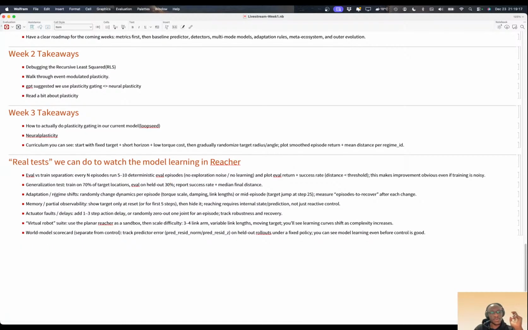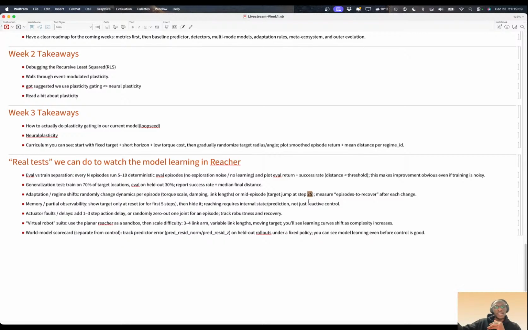And then the next thing we will do is adaptation, regime shifts, randomly changing dynamics per episode, and then we can do jumps, jump every m steps, then measure the recovery. So can it recover? What it means is that if an agent is going badly, can it recover in the next 25 steps?